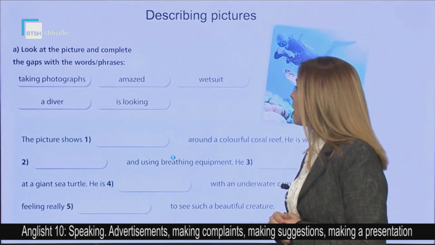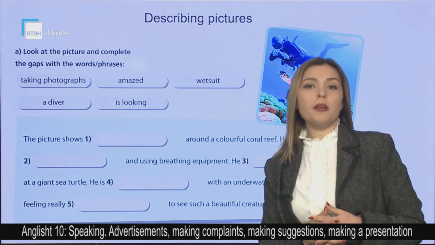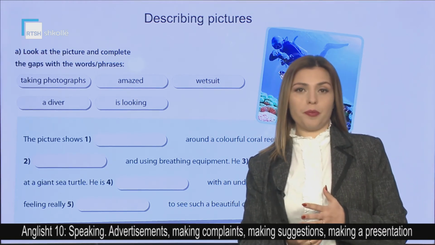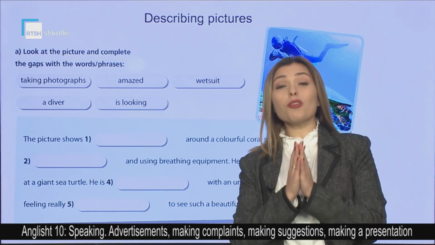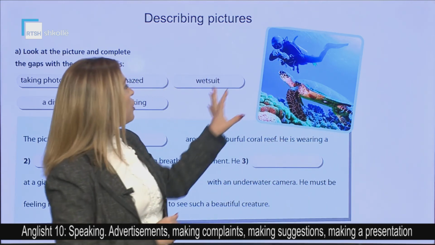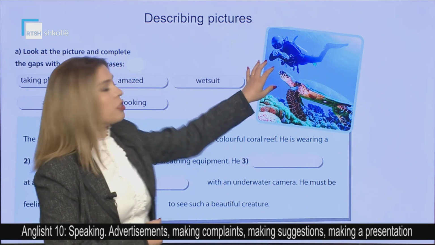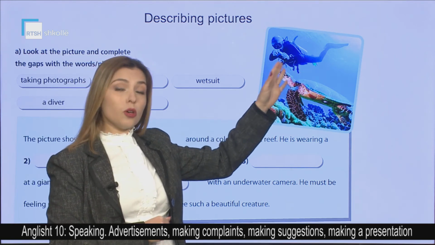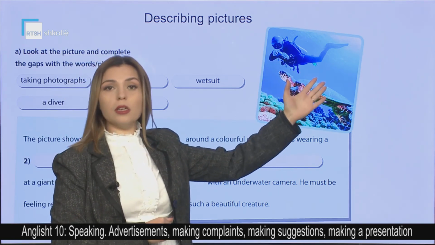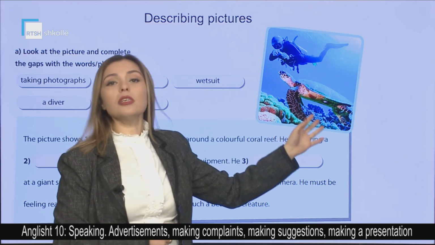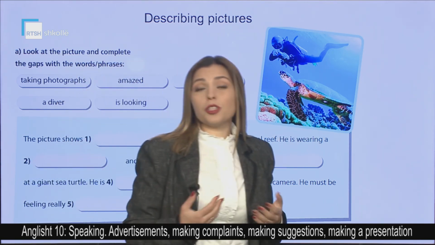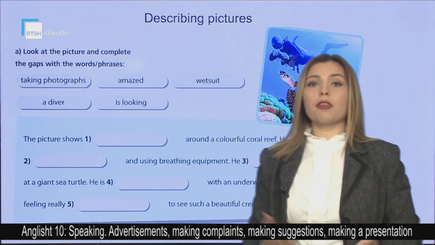Let's move on to something else now. We are going to see how we can describe a specific picture. We start by focusing on the person that we see. Take a look at the picture with me. First of all, let's focus on the person. What is the person wearing? What is the person doing? Where is the person? And probably in the end, how does this person feel about that thing that he is doing?